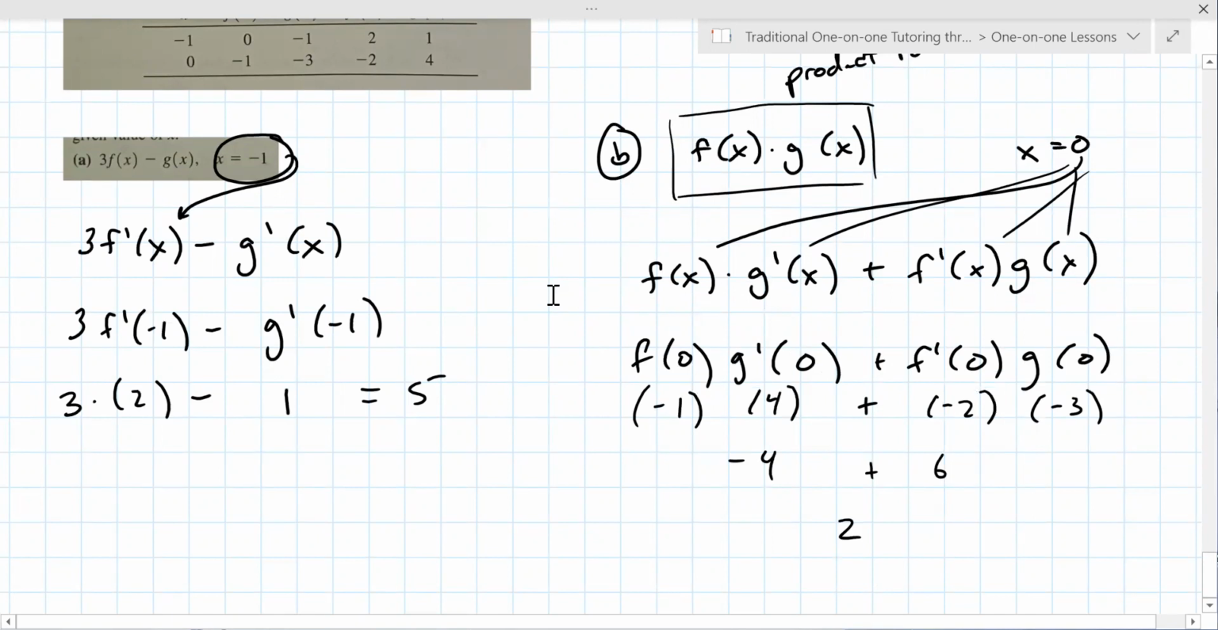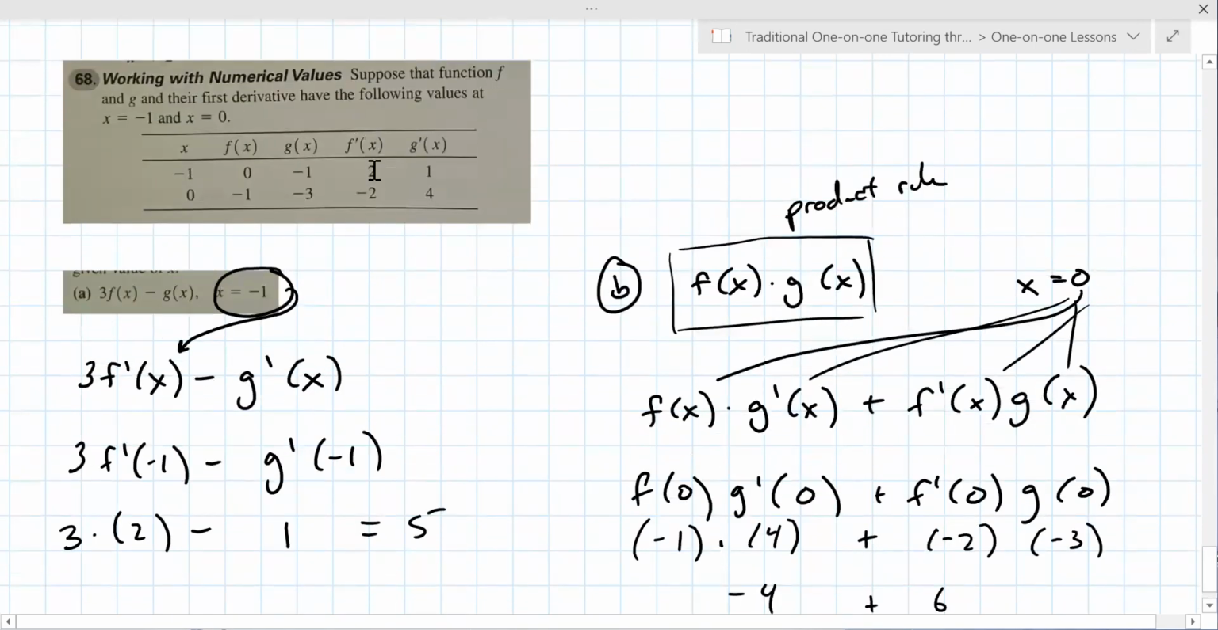I'm kind of confused. So for g prime of 0, how do you know which one to use? Here are the x values, and so g prime of 0, I'm going to this column. It's the bottom row, right? Yes, yes. Okay. So then 2.